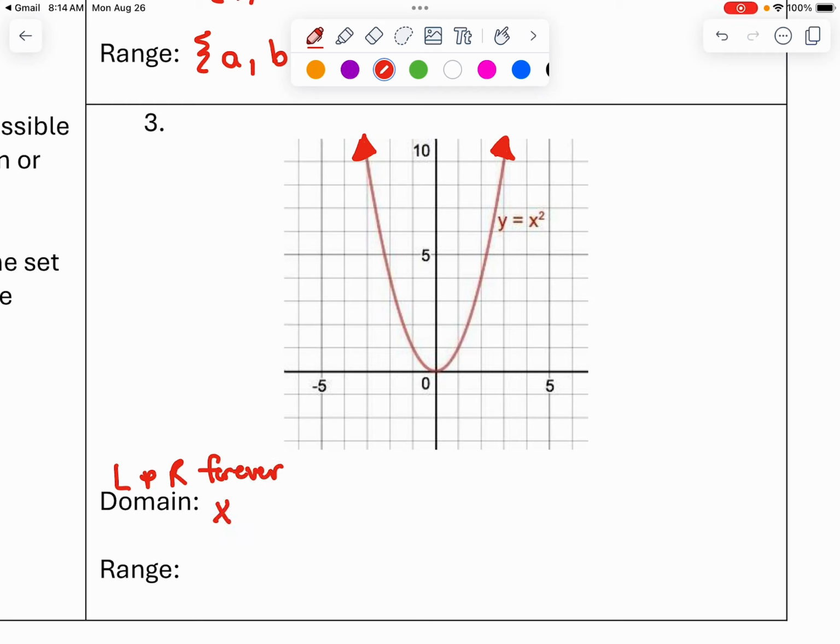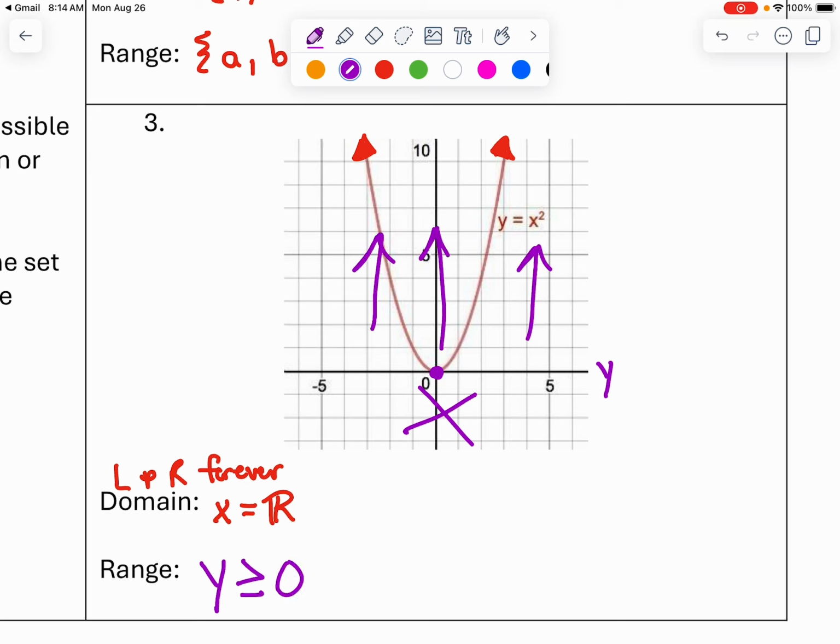You would say that your domain is all real numbers like that. You would say x is all real numbers because it goes on and on. There's no stop. Now your range, on the other hand, does have a bottom. You look at your y-axis, right? This is your y-axis. See how it doesn't go under 0? There's nothing underneath here. So we say range is y is greater than or equal to 0 because it's everything above 0.